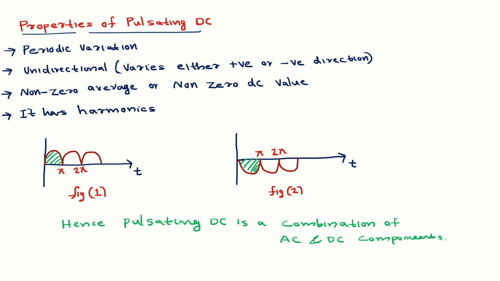The first property of pulsating DC is periodic variation, which indicates the presence of an AC component. The next property of pulsating DC is that it has a non-zero DC value, which indicates the presence of a DC component. So combining these two points, I can say pulsating DC is a combination of both AC and DC components.